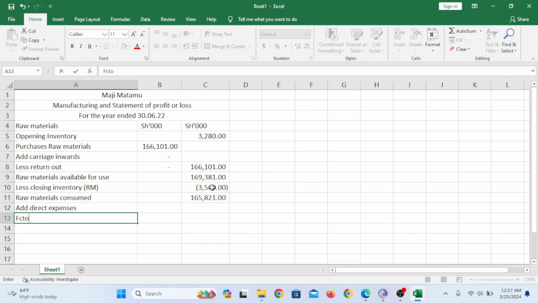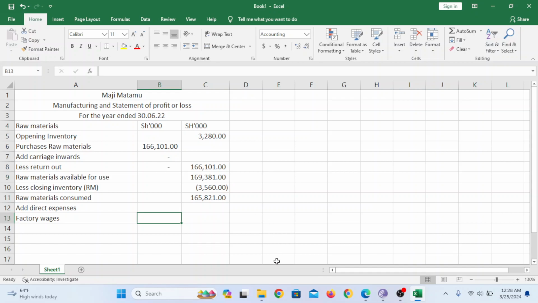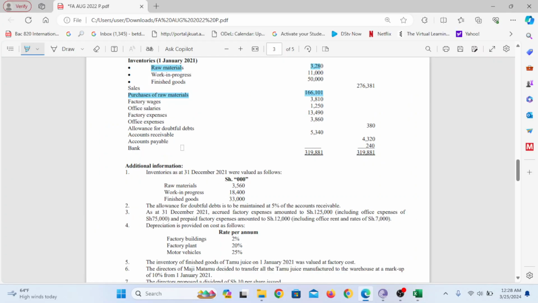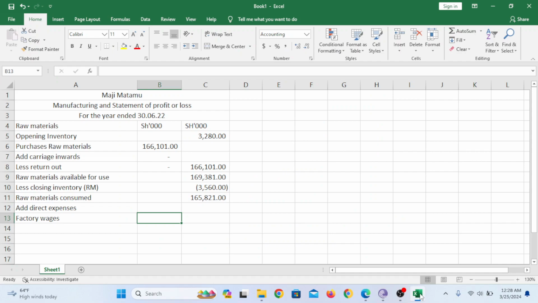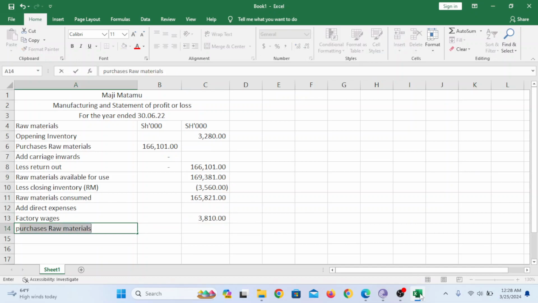Now, the factory wages, we've been given in the question, that is 3810. So we bring in 3810 here. That is the only direct expense that is there. So once you add that, we get what we call prime cost.